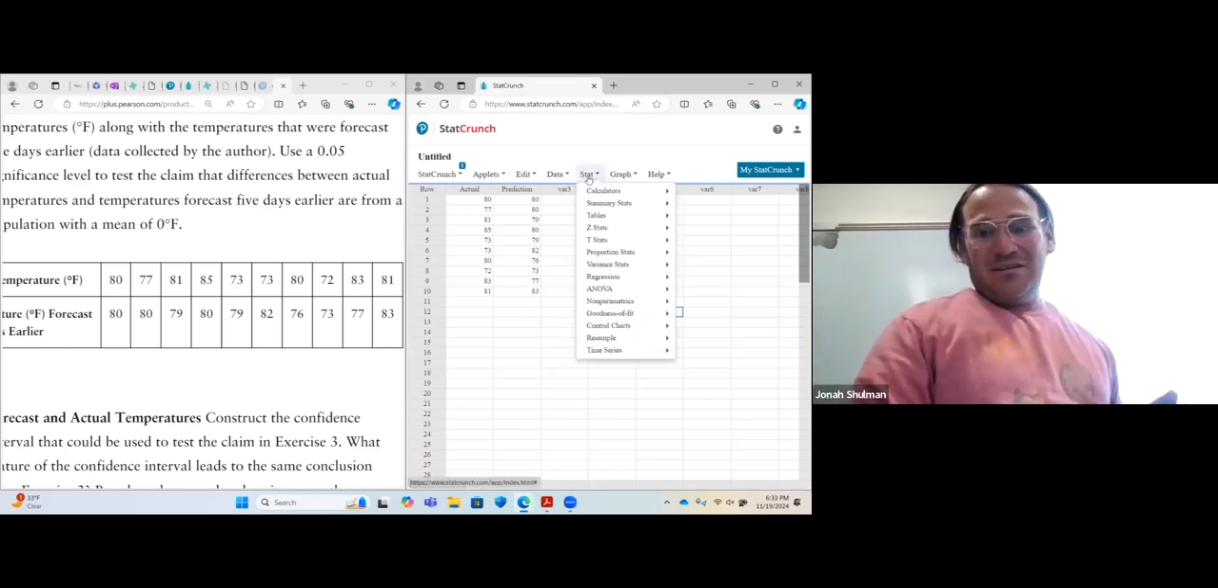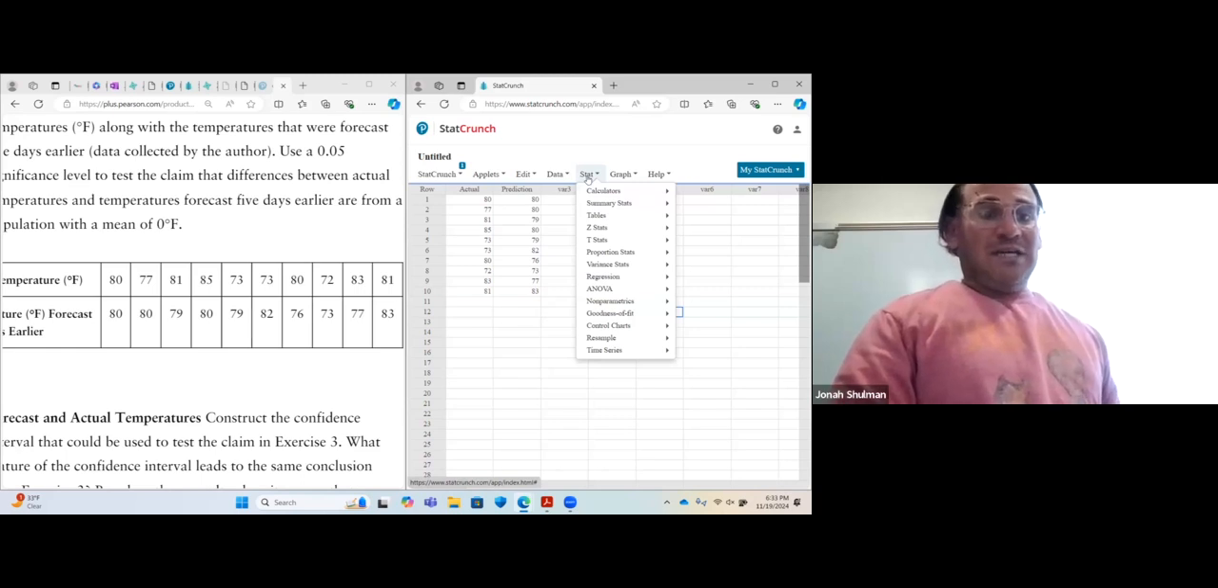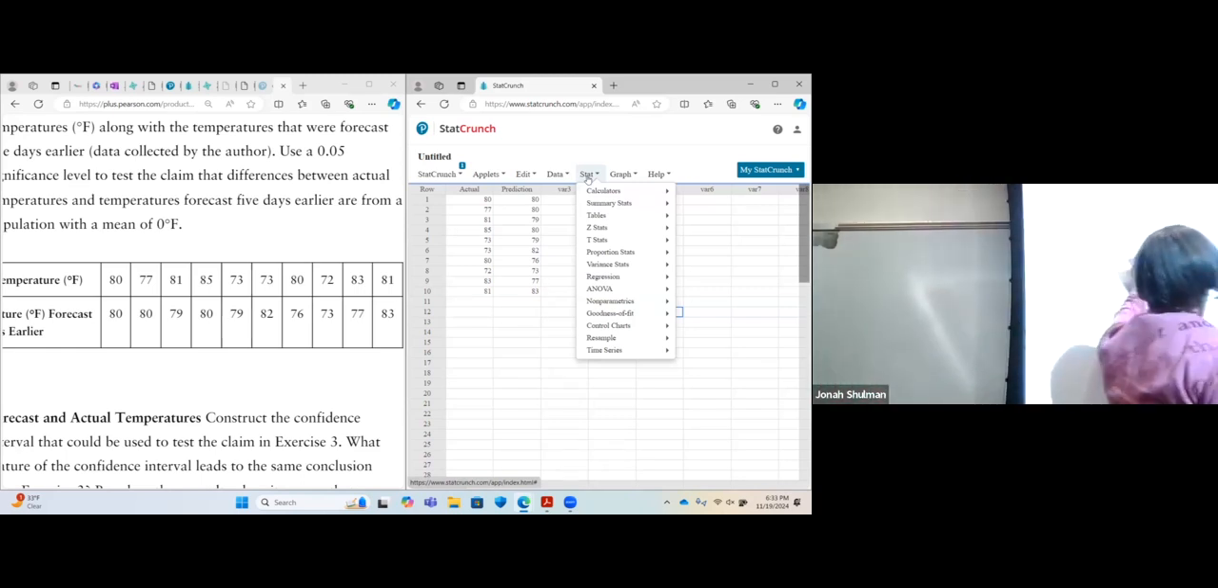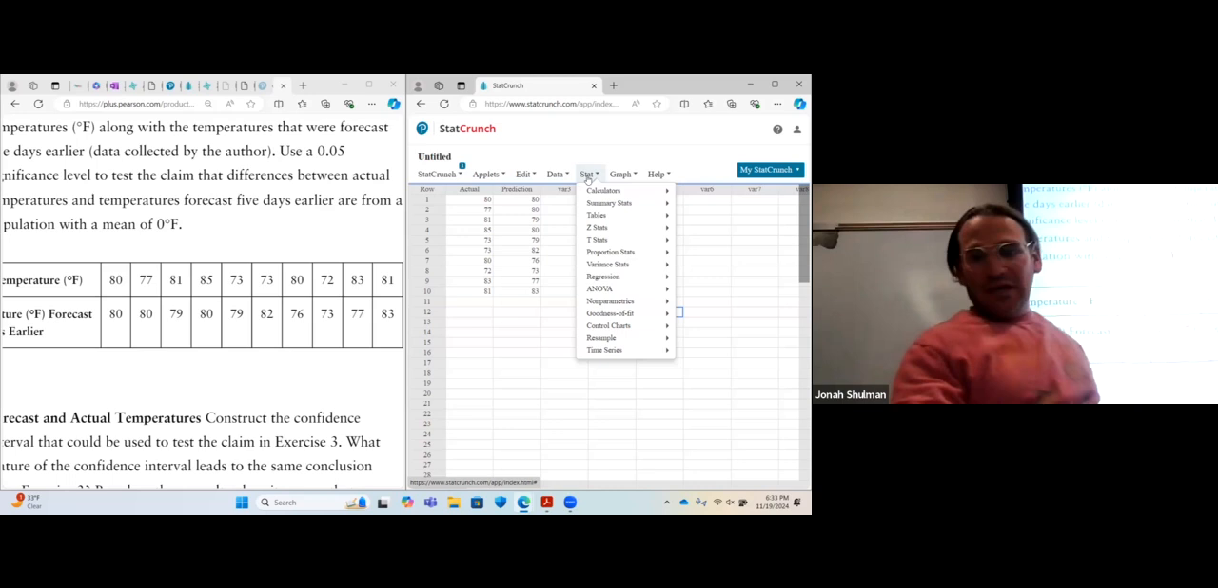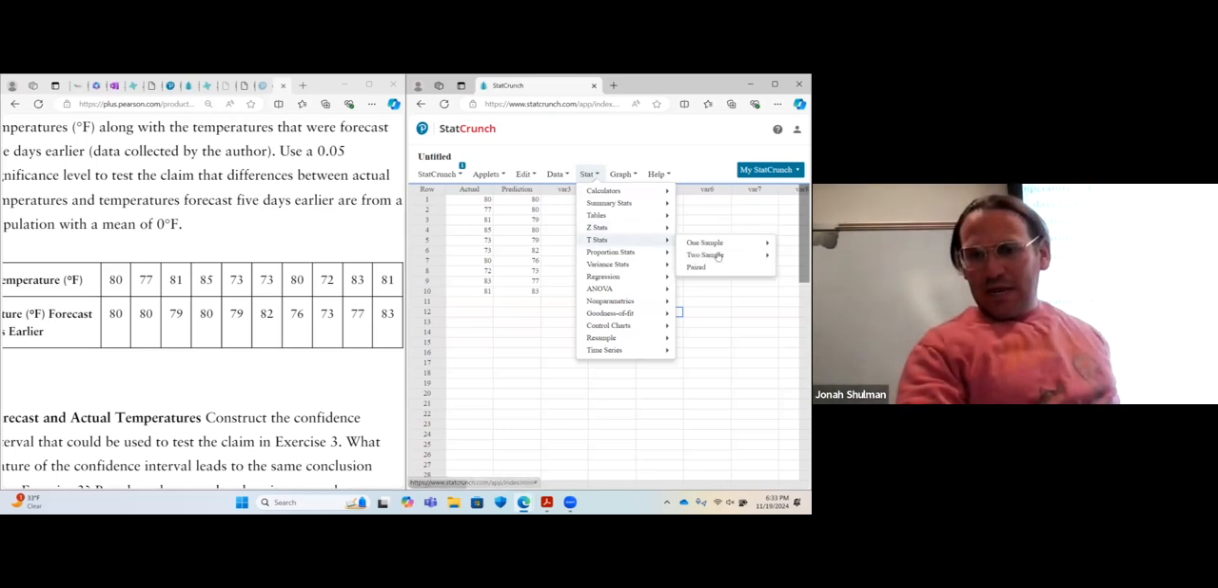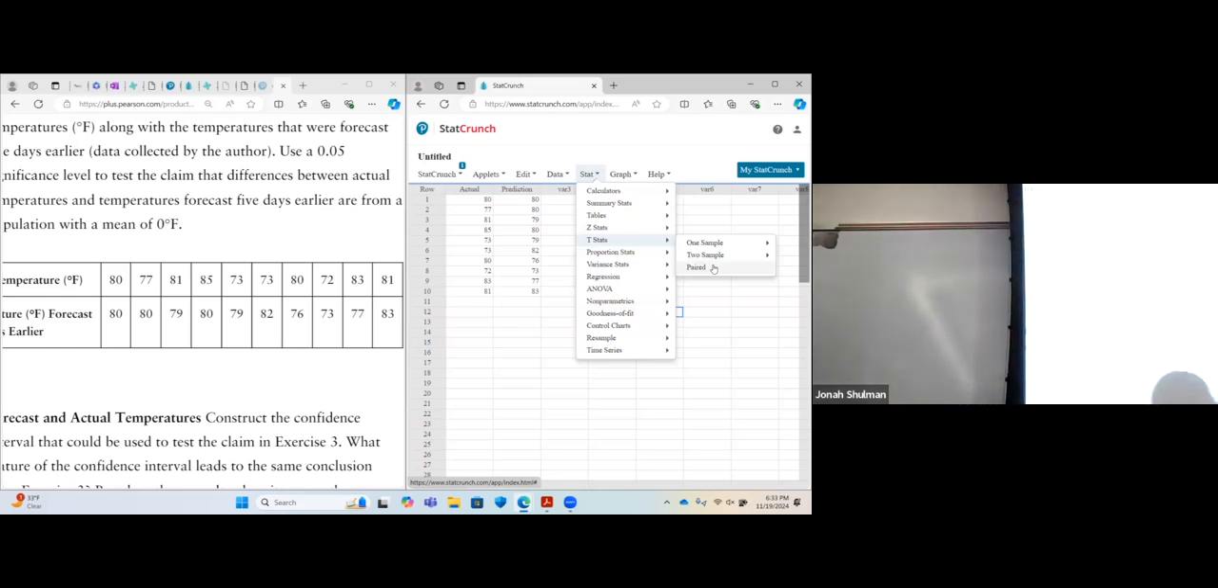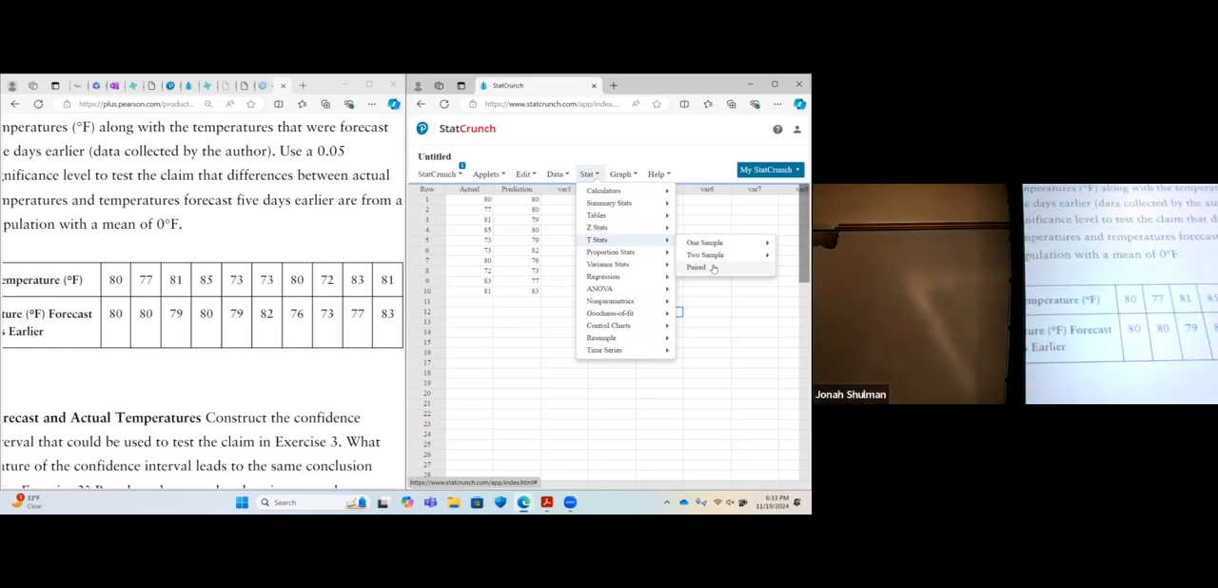So I'm going to go to stat. Why are we using means? Because it says mean. Right here. We want to know about means. So we're doing a t-test, and we're doing not a two sample, but a paired. They call the dependent one paired. In Excel, I'm pretty sure it's still called dependent samples.